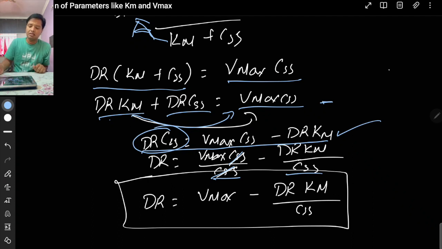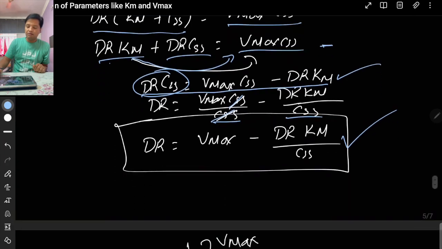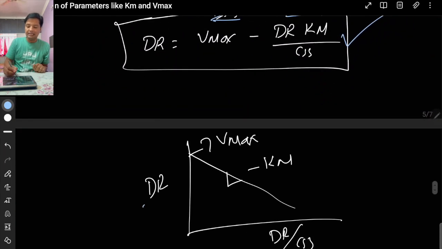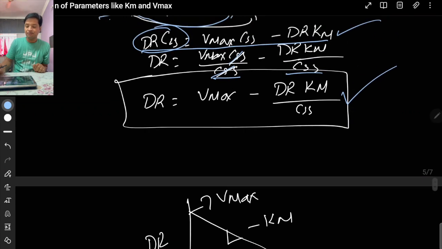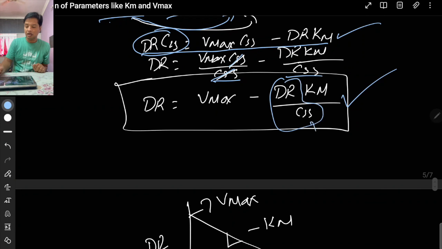If you cancel this CSS and CSS, we will be left with this equation, that is Dr is equal to Vmax plus Dr Km by CSS. That's how we get this equation. So plot the graph for this equation. Take Dr on the y-axis and Dr by CSS on the x-axis.